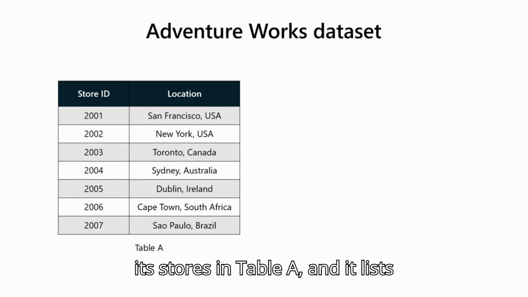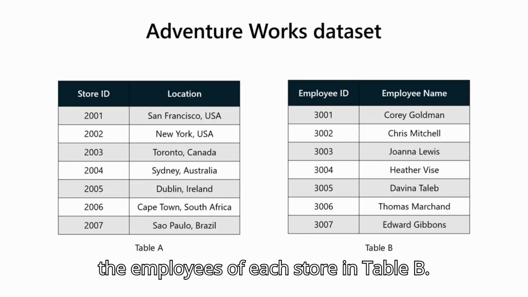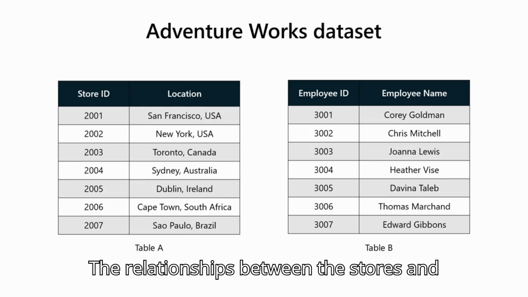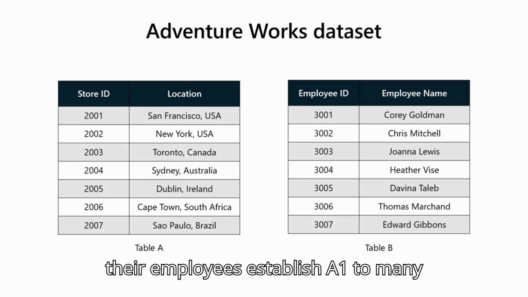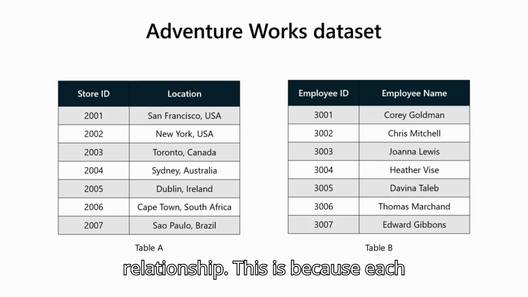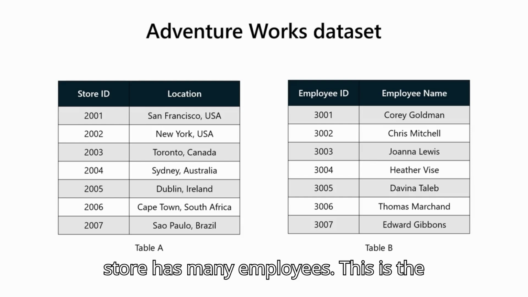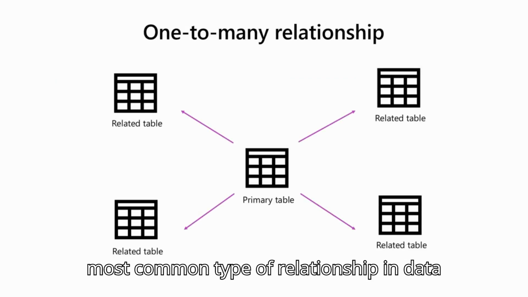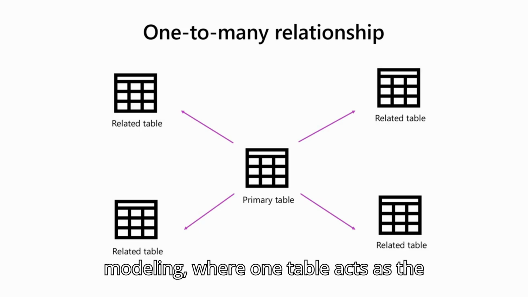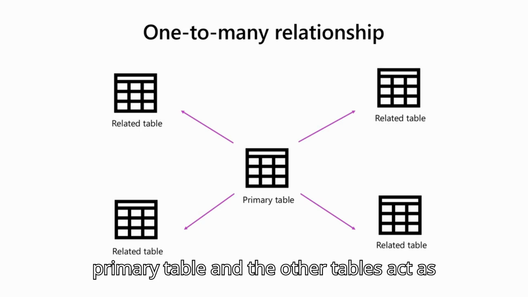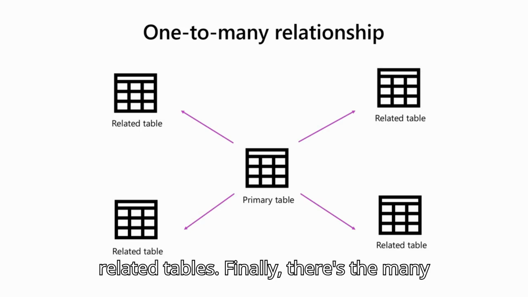AdventureWorks lists its stores in table A, and it lists the employees of each store in table B. The relationships between the stores and their employees establish a one-to-many relationship. This is because each employee works for one store, but each store has many employees. This is the most common type of relationship in data modeling, where one table acts as the primary table, and the other tables act as related tables.